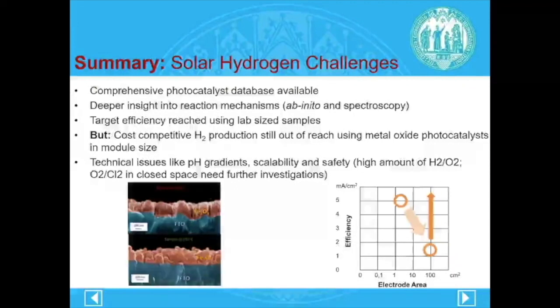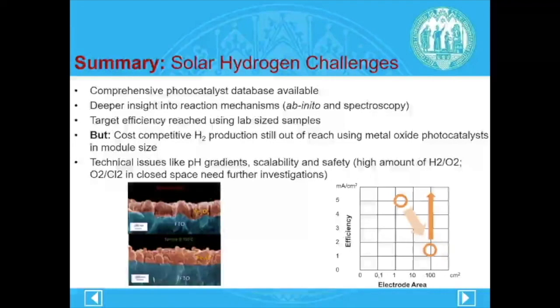And then there are other issues that we have observed when we have performed long-time studies by operating a PEC cell for several weeks. Technical issues like pH gradients, because both the gases are soluble in water, so there is a pH drift. And then scalability and safety, because when you have a large amount of both oxygen and hydrogen being produced in one vessel or in one reactor, you have oxyhydrogen gas there. So we need to have these in different compartments.